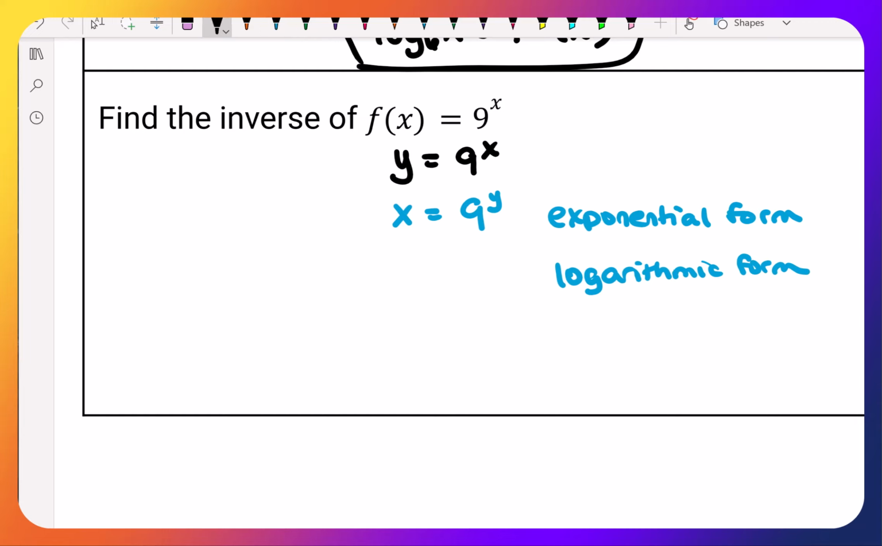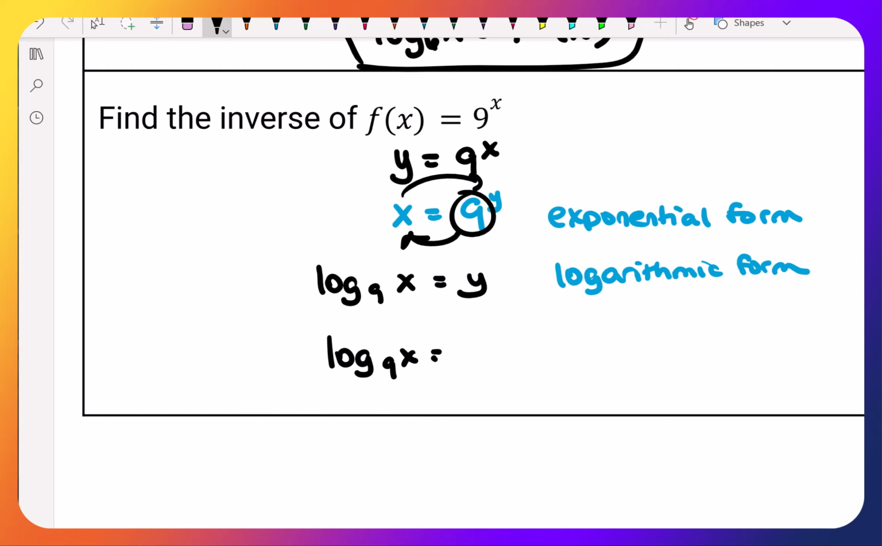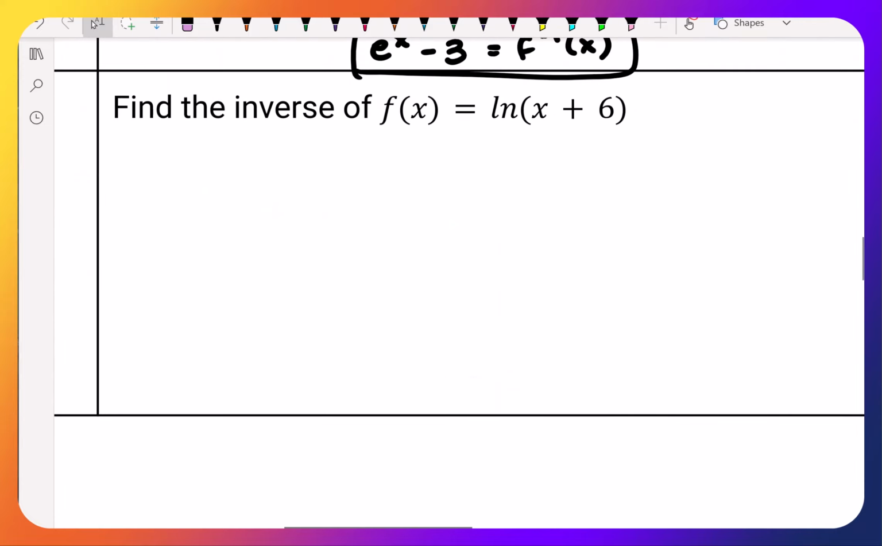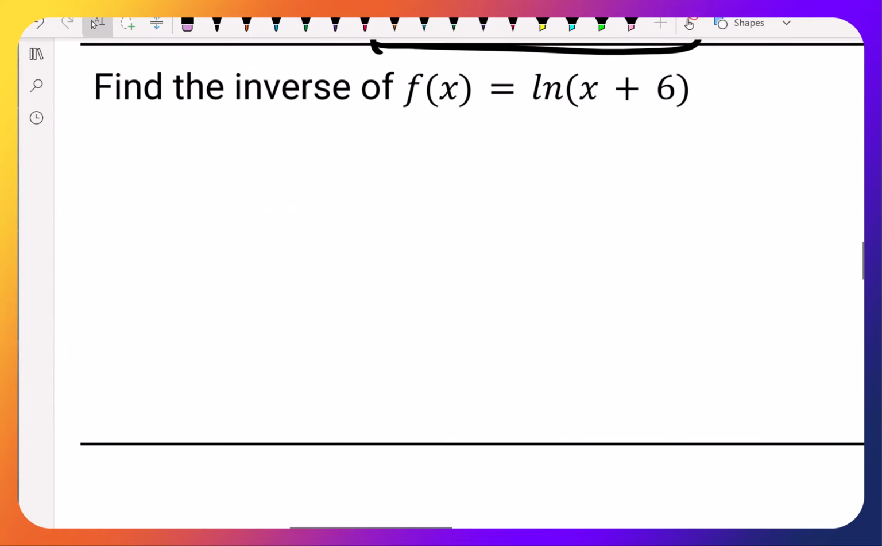So all I do is take the base. This is base 9, so I'm going to say log base 9 of x is equal to y. And then you just need to simply change that y back into inverse notation. So that one's not too bad. Just remember that when you get stuck, change it to a different form and see if that helps you.